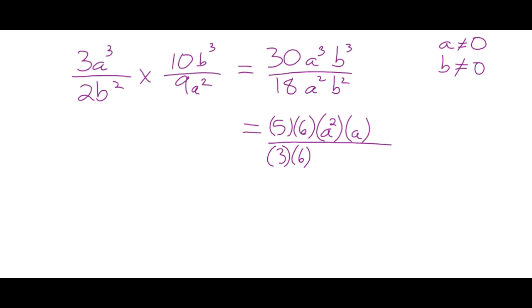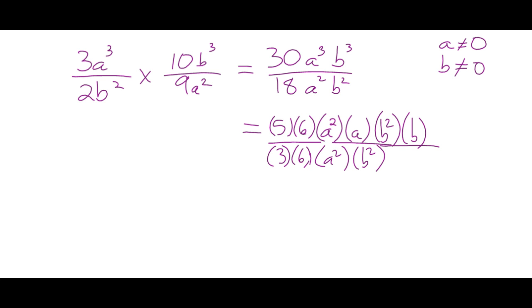What's the greatest common factor of b cubed and b squared? So it's b squared, right? So we're going to write this as b squared times b. And down here, what are we going to write? Well, we're just going to write a squared and b squared.